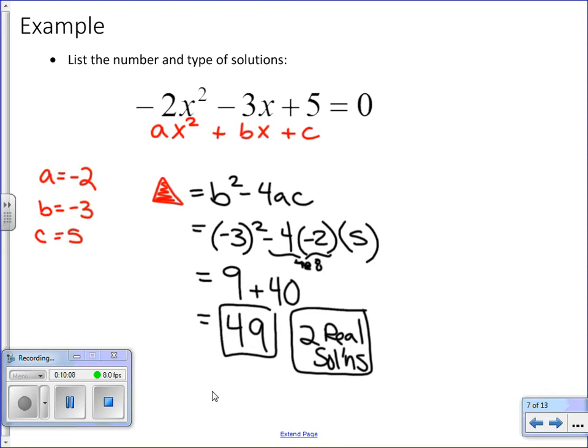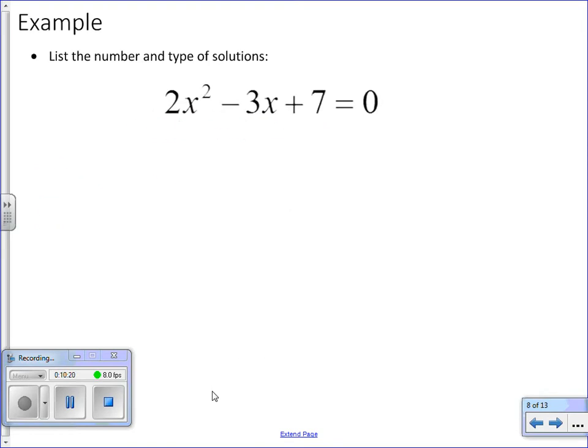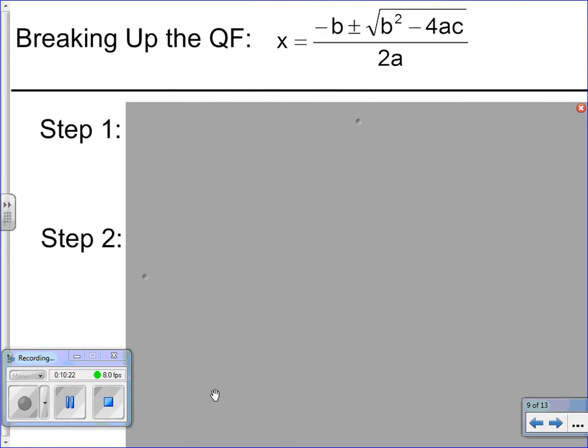Okay, so I'm going to skip the next 2 examples with the discriminant because I think you could probably do that. There's like 2 examples at the beginning of your homework. I think you can do that. Just do b squared minus 4ac and then look in your notes for if it's positive, negative, or 0. And we're going to talk about breaking up the quadratic formula.